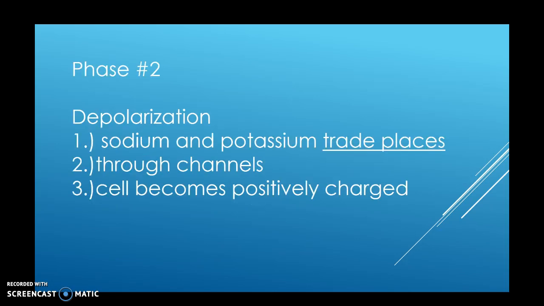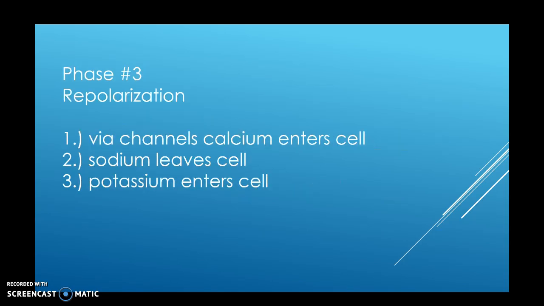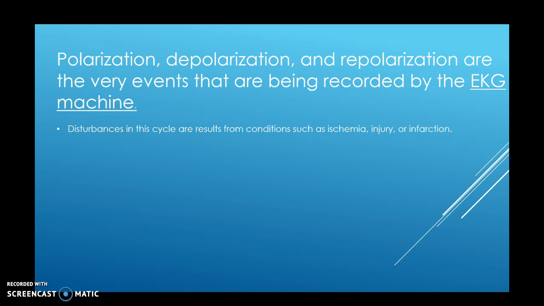Then it moves on to depolarization. Sodium moves to the inside of the cell. Potassium moves to the outside of the cell. The cell becomes positively charged at this point. And then you should have a third circle drawn with sodium re-entering the outside of the cell, potassium re-entering the inside of the cell. Okay?